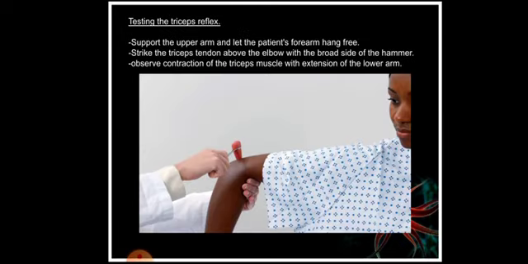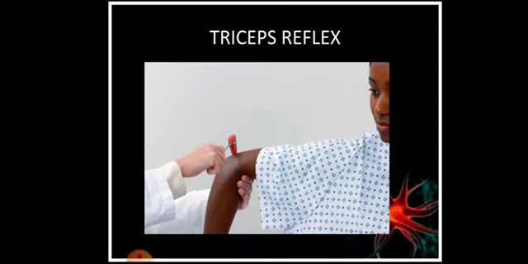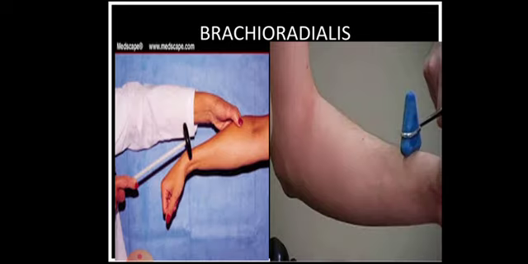Okay, then next is testing the triceps reflex. You all are familiar with checking of reflexes, so I am moving fast. You can see and learn from this slide. So I am moving to the next. So this is checking of biceps, then triceps, then brachioradialis.